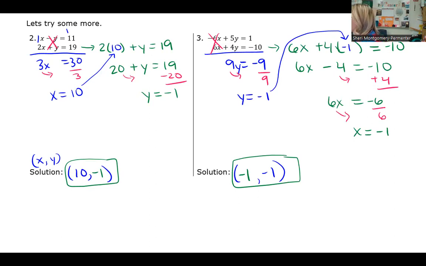Y'all starting to get the hang of elimination? No, not yet. Some people like it, some people don't. Oh, everything about math is so much fun. Is anybody still copying this down?